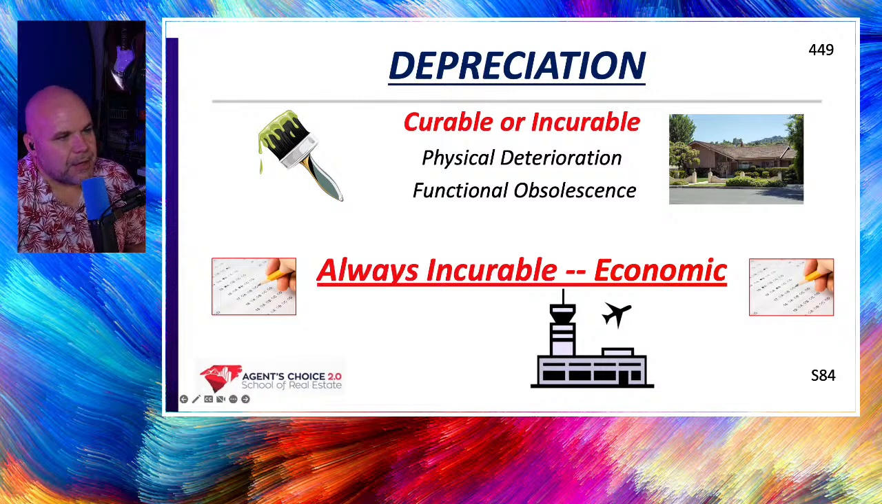Those other ones, though, they could be curable or incurable. Physical deterioration or functional obsolescence, there might be a way to fix those, but never economic. That's a good test question. Which types of depreciation can never be cured? Physical deterioration, functional obsolescence, economic, or fee simple absolute?